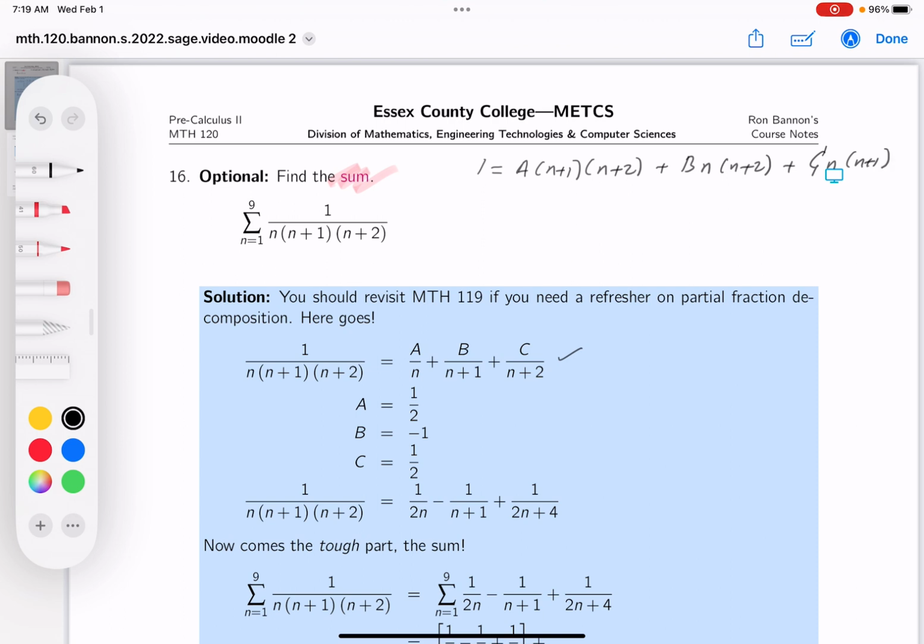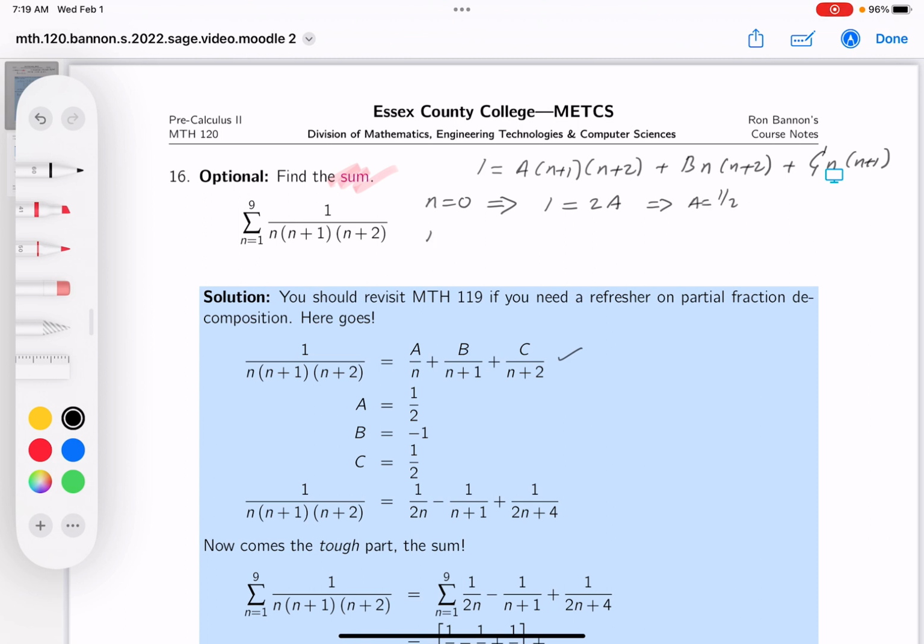Then you pick an easy n. I would say n is 0 is easy. What would that give you? 1 equals A times 1 times 2, which is 2A. The other two terms disappear because n is 0. So what do I now know? I know A is 1/2.